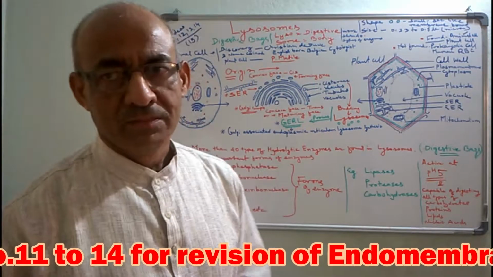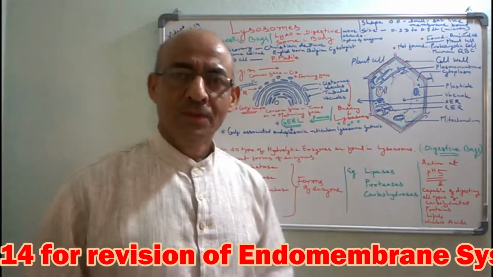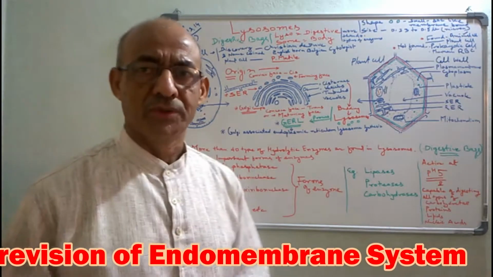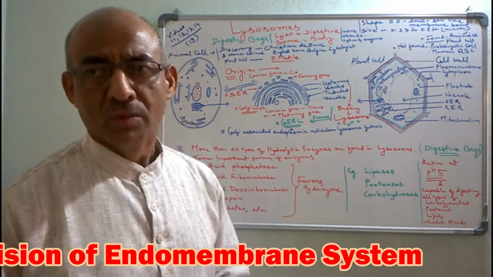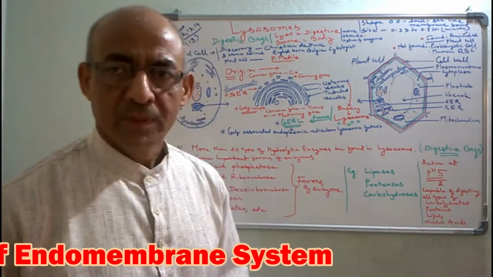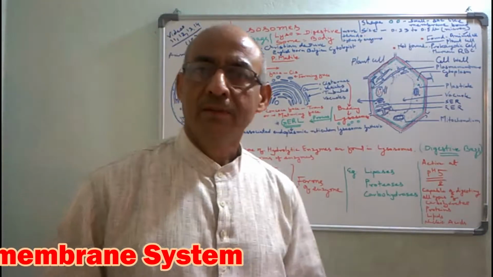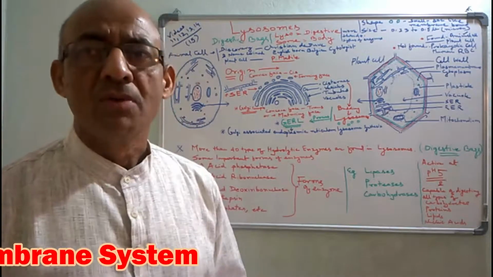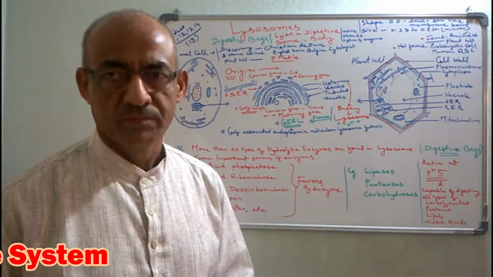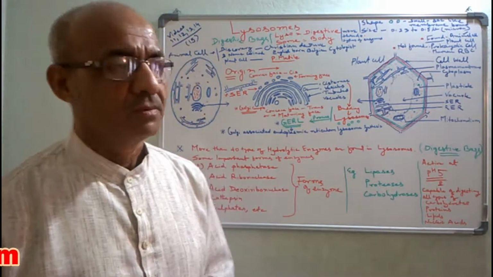Let us start discussion on the lysosomes. As you know, the lysosomes are one of the components of the endomembrane system. It is a very tiny, minute, spherical, membrane-bound cell organelle, which is found scattered in the cytoplasm. They are very tiny in structure.